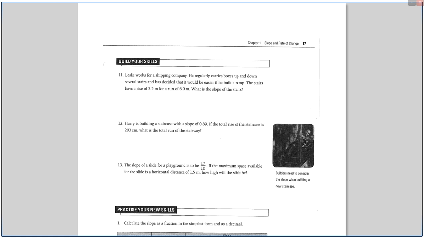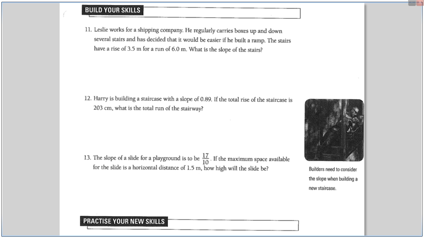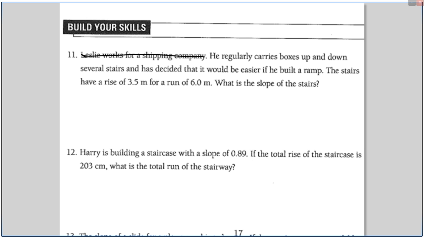And looks like we only have 3 more questions left, 11 to 13, and then it's homework time. Question 11, let's read it together. Did that sentence even matter? No. He built a ramp. Okay. Ramps have slope. Rise 3.5. Run 6. What is slope?